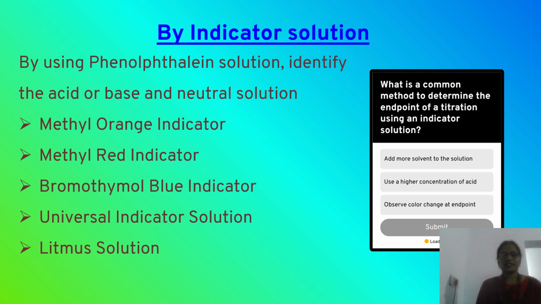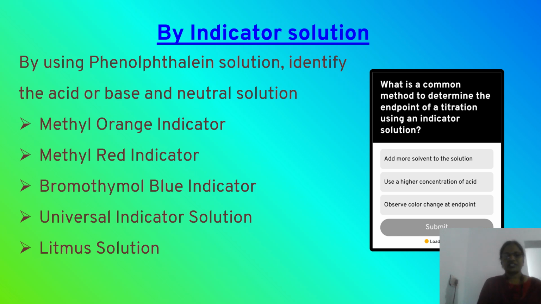Indicators are available in different forms: single indicator, mixed indicator, universal indicator, screened indicator, and so on, with numerous types. According to their nature, they are also classified as acidic indicator, basic indicator or neutral indicator.